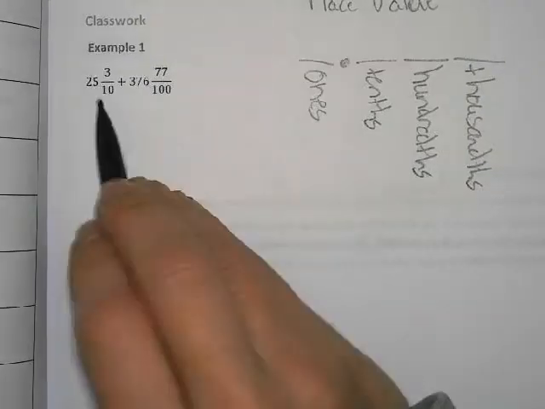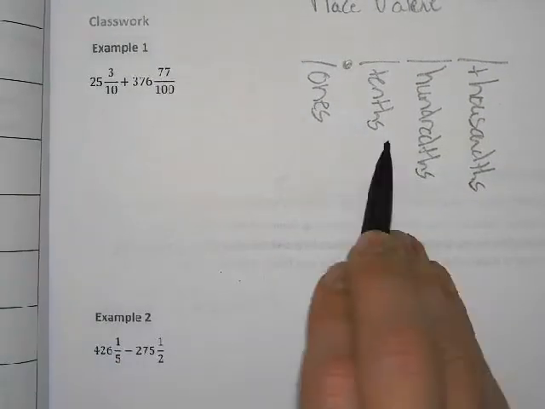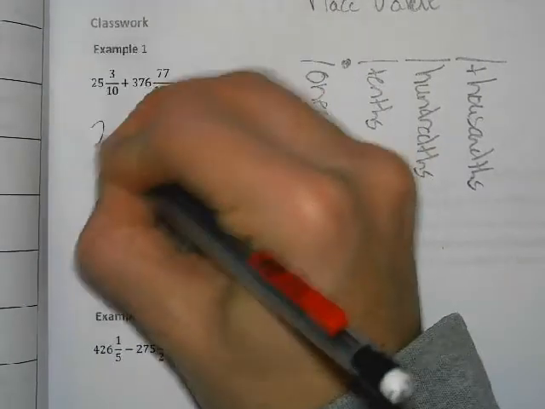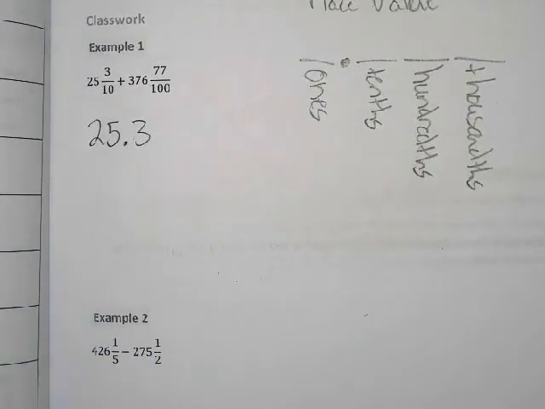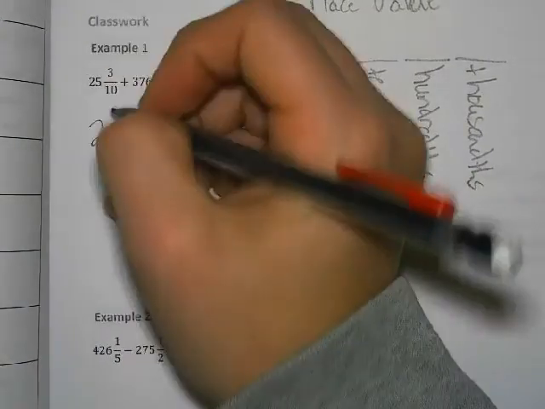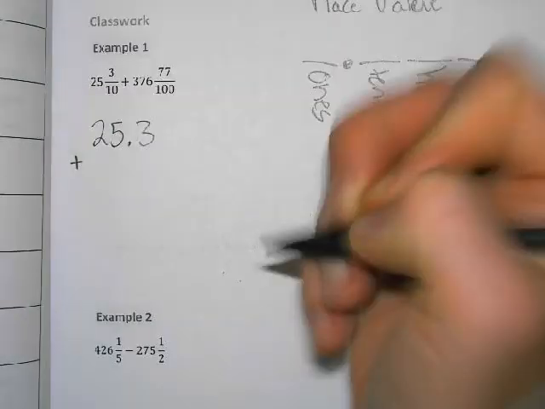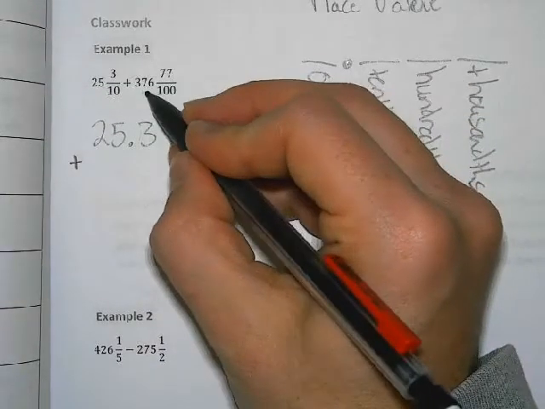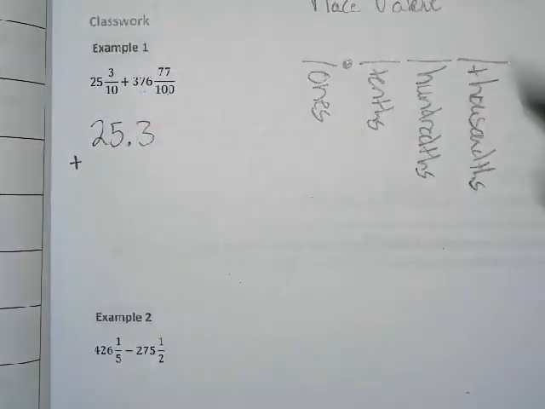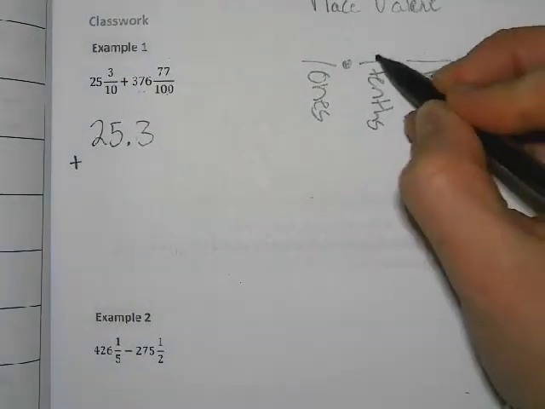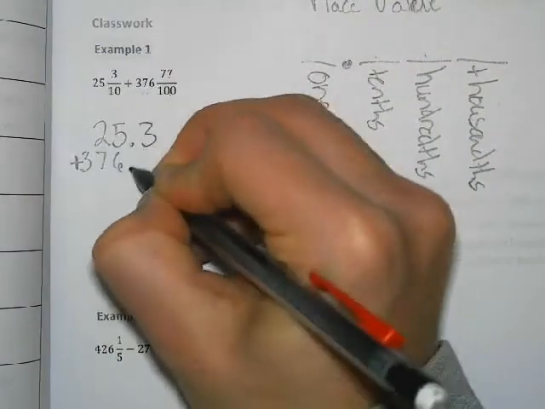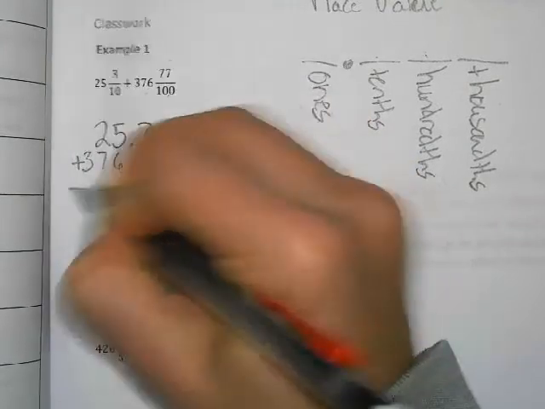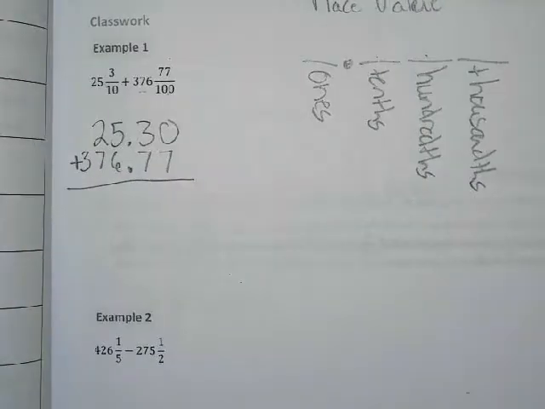So, using that as my reference, I have a 25 and 3/10. Tenths is the first spot after the decimal. So that would mean my 3 belongs in the first spot after the decimal. So that's 25 and 3/10. And then I need to add 376 and 77 hundredths. Hundredths is the second spot, so that means it's going to go 7 and 7. And so that's 376 and 77 hundredths. Adding my 0, so we have the same number of digits.